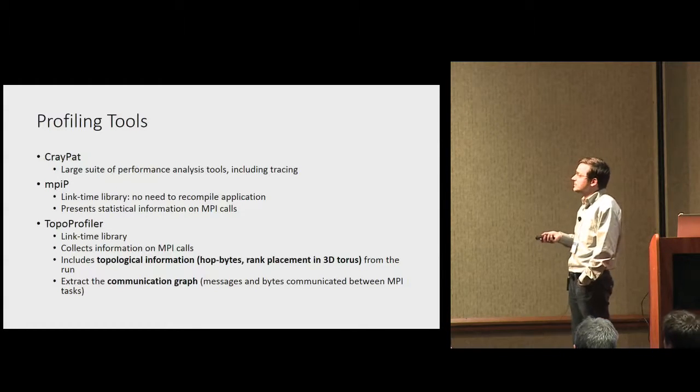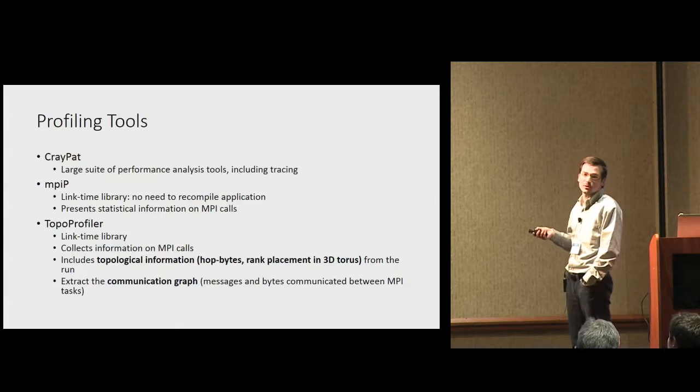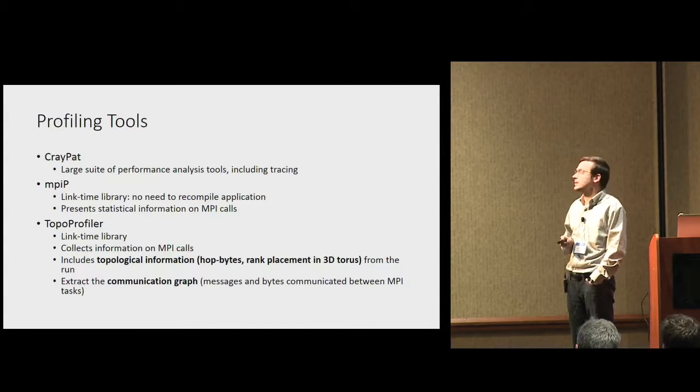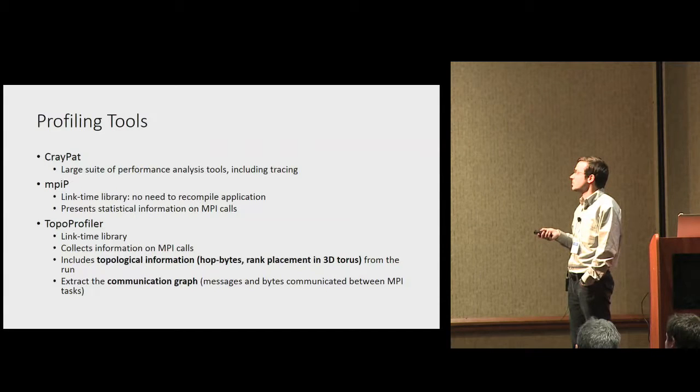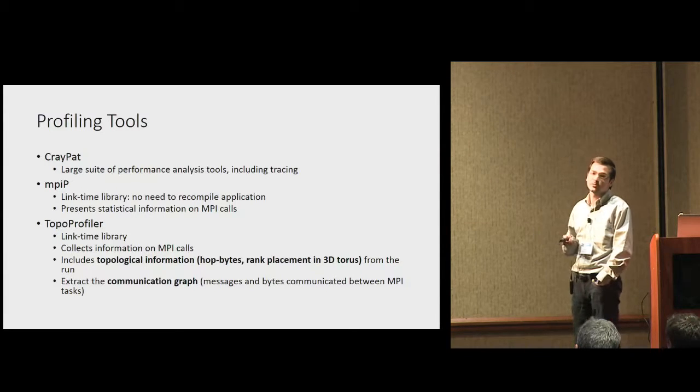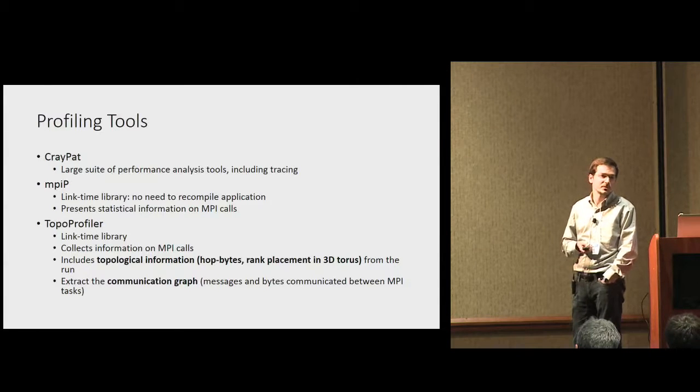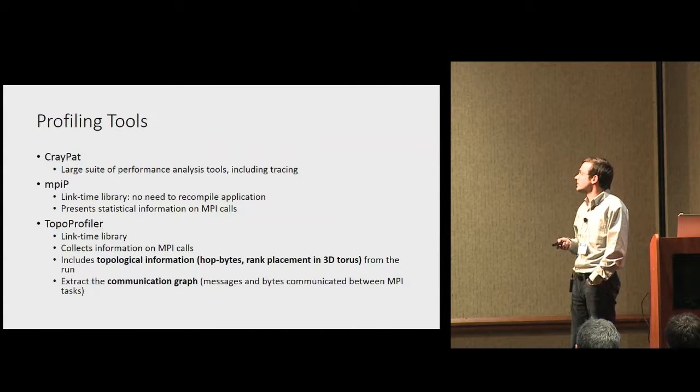So this is a list of some of the popular ones. You have Qbox, which is a large suite, which gives you MPI timings and things like that. And there's also an MPI profiler, which is easier. You just compile a library and link it with your application, so you don't need to instrument your application. But these two didn't really work for us. They didn't have what we need, so we developed our own, which is Topo Profiler.